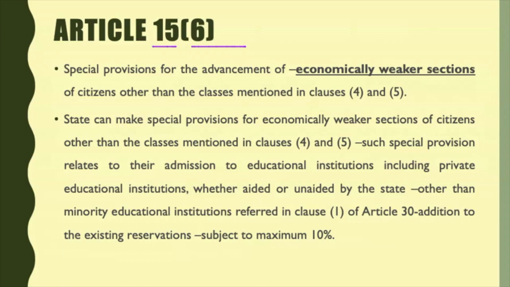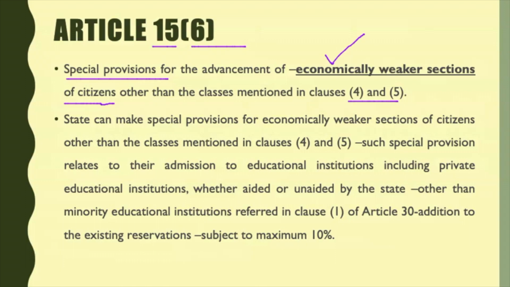Now if you read the article, it states that nothing in this article or sub-clause G of clause 1 of Article 19 or clause 2 of Article 29 shall prevent the state from making any special provisions for the advancement of economically weaker sections of citizens other than the classes mentioned in 4 and 5.